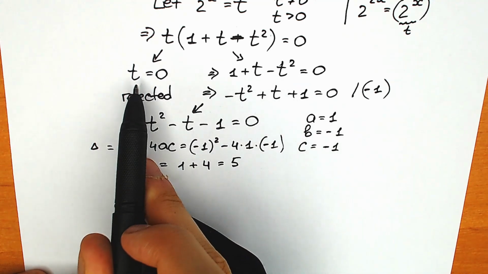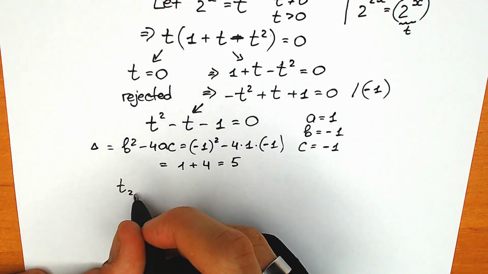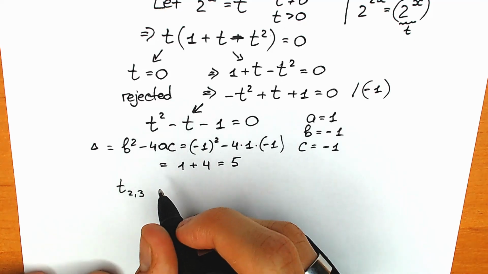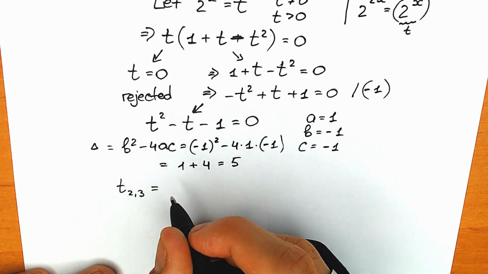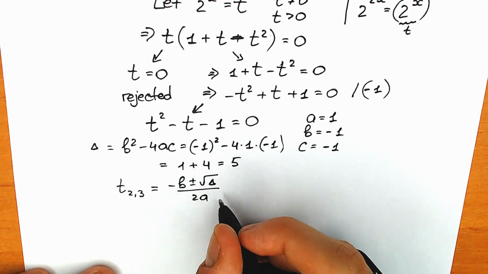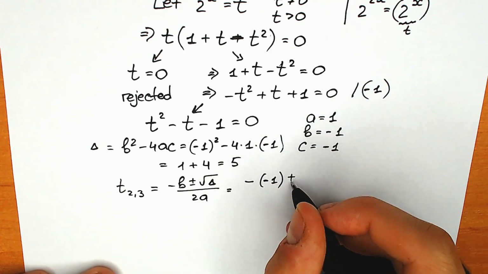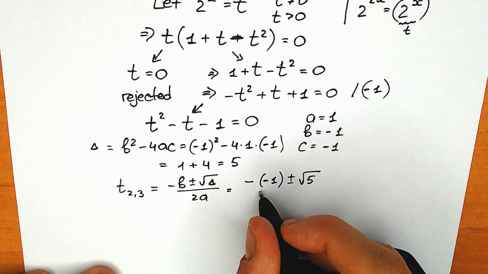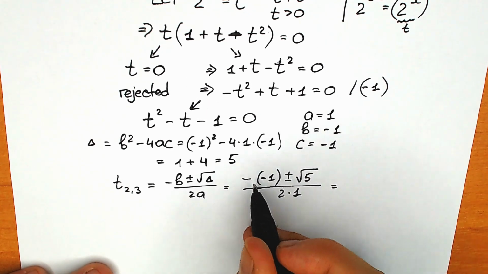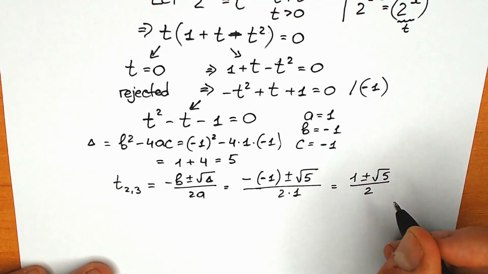So in our case, this is our t first, but we can write it as t second and t third, because this is our complex root right here. This is not a real number root, and in our case we're interested in a real number root. So t second and t third equal to minus b plus minus square root of discriminant, all over 2a. Let's plug in. So minus b, we have minus minus 1, plus minus square root of discriminant, square root of 5, all over 2 times 1. So right here minus minus is equal to plus, so we have 1 plus minus square root of 5 over 2. But one really important moment.